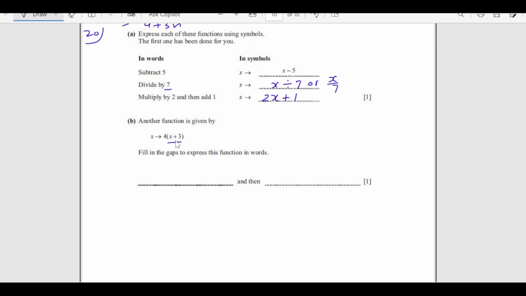Another function is given by this. Fill in the gap to express the function in words. So first we, here you see bracket, first inside the brackets, first we have add 3 and then multiply by 4, right? So first we are going to add 3, then multiply by 4. Remember, you are not writing 4 first, then 3. First we have to write down inside the bracket whatever we have.